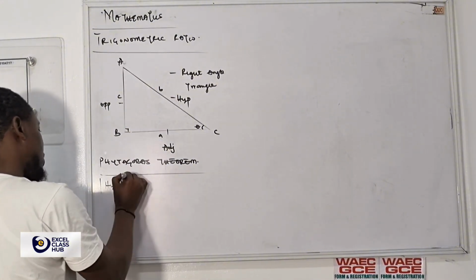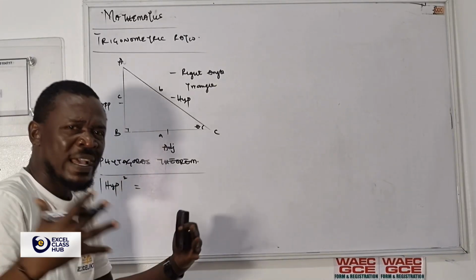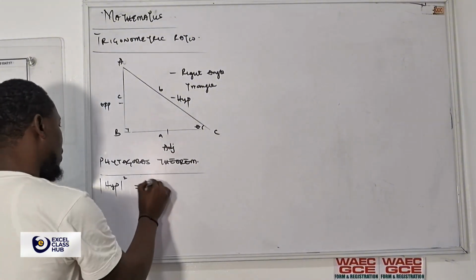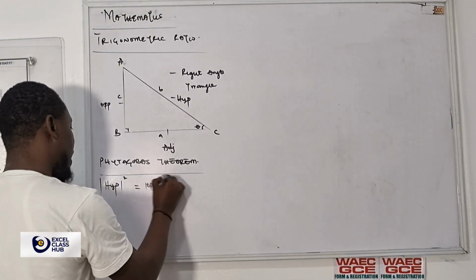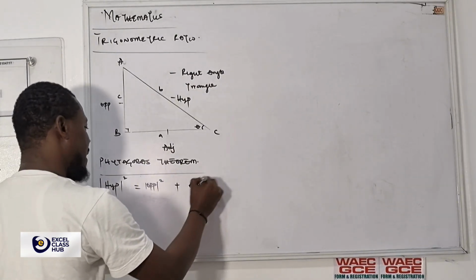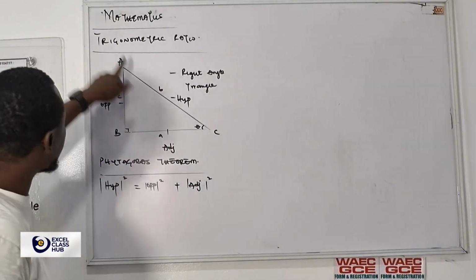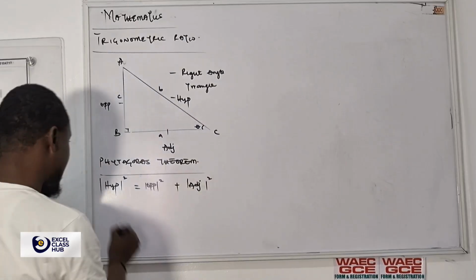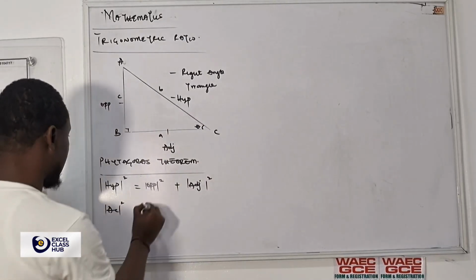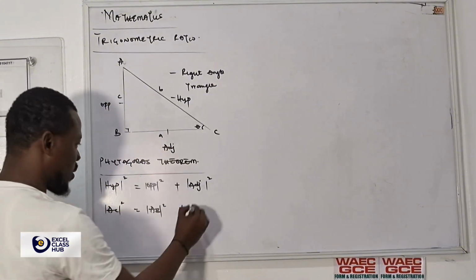HYP. I can put this sign, which is the square of the longest side, is equal to the sum. The meaning of sum is addition, when you have something together. Sum of the squares of the other two sides, which is opposite square plus adjacent square. If I don't want to use hypotenuse, the length of the longest side is AC, everything squared. My opposite can still be AB, everything squared, plus adjacent will be BC, everything squared.